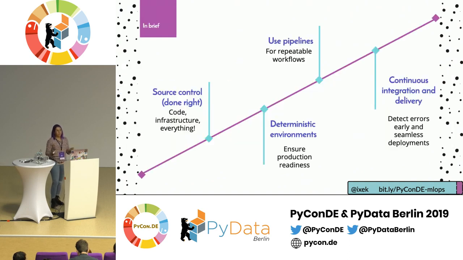So in brief, what can you start doing to go from where you are onto up to automatable, fully robust pipelines? Start doing source control right. Create deterministic environments, and however these are defined, make sure that they are deterministic. Start using pipelines for repeatable workflows, and start adopting continuous integration and continuous delivery as part of your deployments.